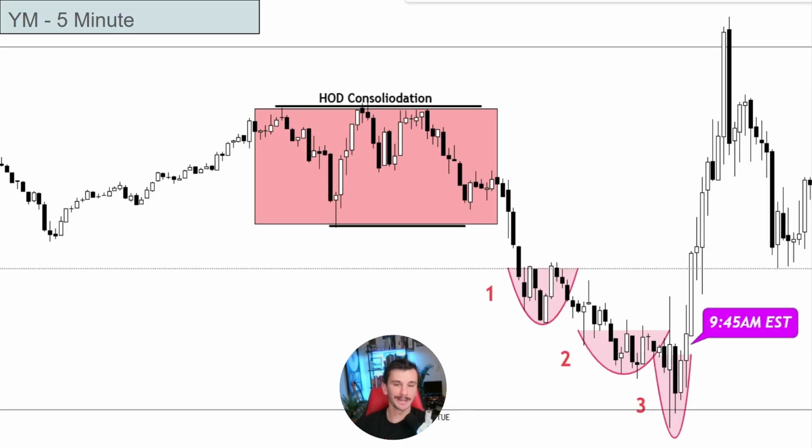And we're going to go through one last little reversal template. We got an inside day, so this would have been the inside bar's low and the inside bar's high. This is the US 30 on a 5-minute chart. High of day, we built this nice little rectangle, this nice little box of consolidation.